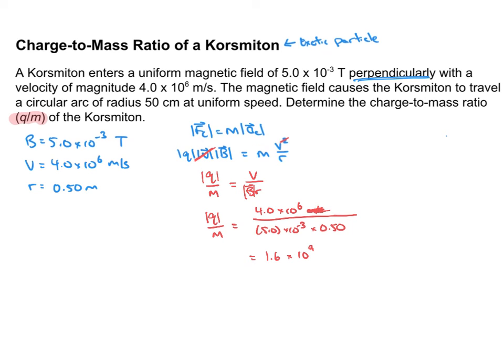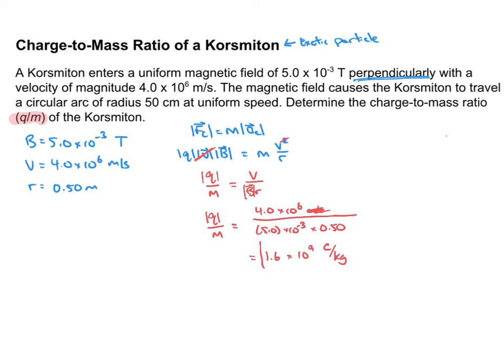So the units are going to be kind of weird. You got meters per second on top. You got teslas and meters on the bottom. Let's just take a look at what we're calculating though. We're calculating charge divided by mass, so the units are going to be coulombs per kilogram.